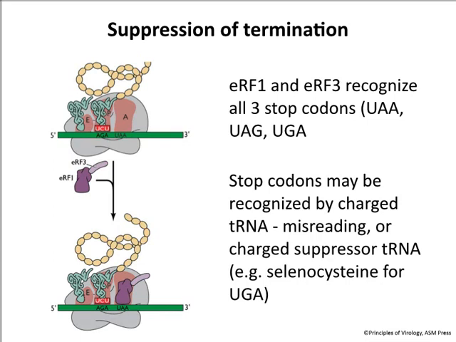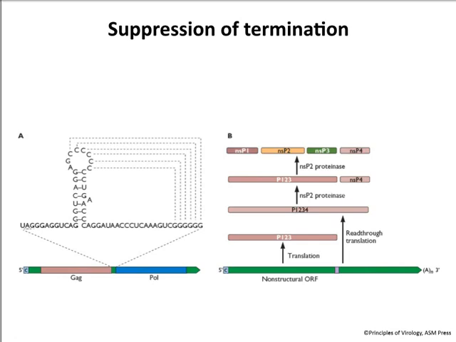Sometimes normal tRNAs can misread these stop codons. So a tRNA encoding any amino acid can misread it and get in there. Nothing is perfect in biology, so sometimes you have amino acids of other sorts being put in there, and again, that makes a longer protein. So this is used by a couple of viruses. Here are two examples where termination suppression is important.